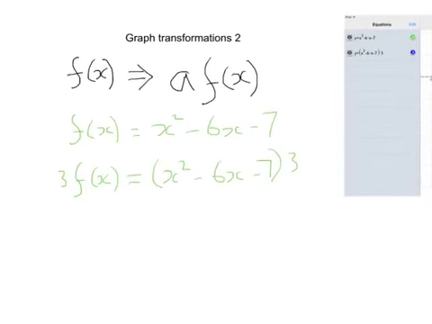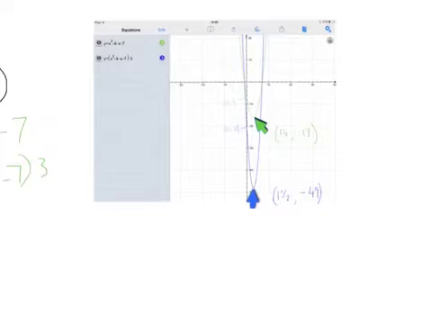So I take my function of x, I multiply whatever value I'm getting by a, or in this case 3, and the result of that is that our y-coordinates are being multiplied by 3. If we're going to describe it, my green function has been stretched out in that y direction, and the scale factor for that is, as we said, the multiplier, which is 3.